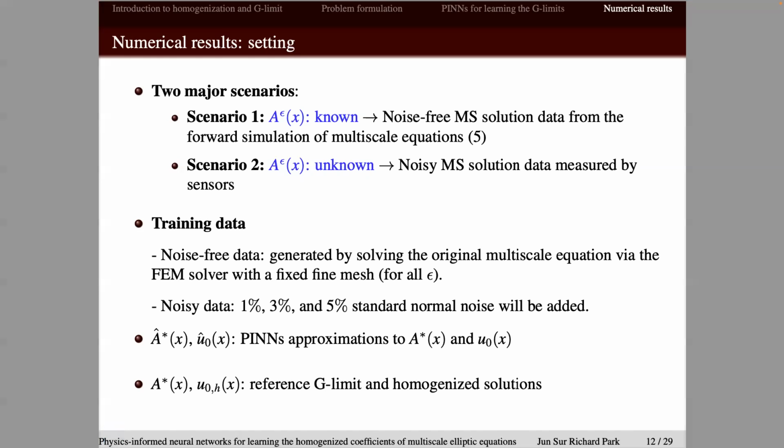For the noise-free data, we generate the data by solving our original multiscale equation via FEM solver with a fixed fine mesh. Then to generate the noisy data, we add 1, 3, and 5% standard normal noise to the noise-free data we generated. From now on, A hat and U hat represent our PINN's approximation to the G-limit and the homogenized solution. And these two represent our reference G-limit and homogenized solution respectively. They can be exact ones or they can be computed by some existing method like FEM.